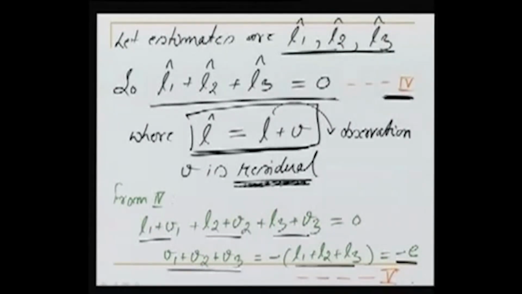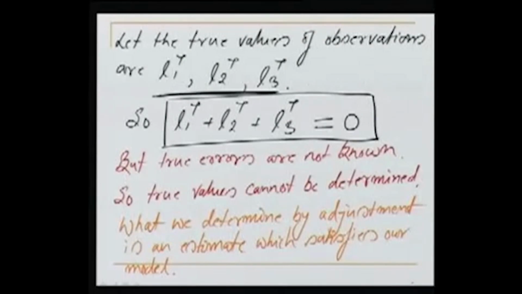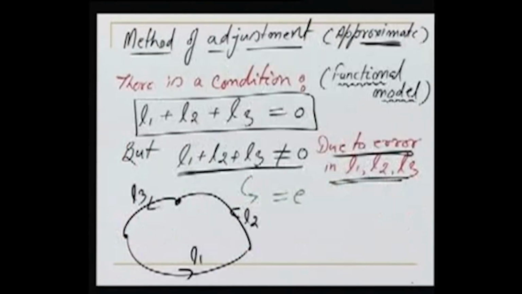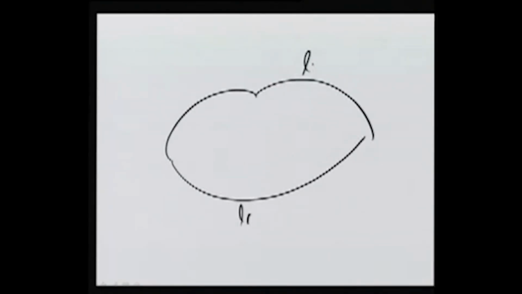Now in this case, where is the functional model? The functional model in this particular problem is, let me describe that problem again, L1, L2, L3. So our functional model is L1 plus L2 plus L3, it should be equal to 0.